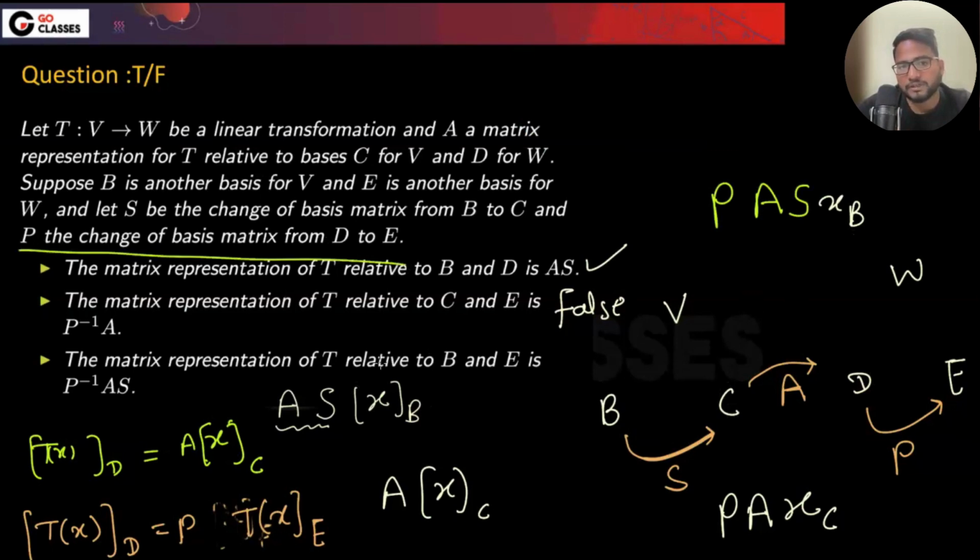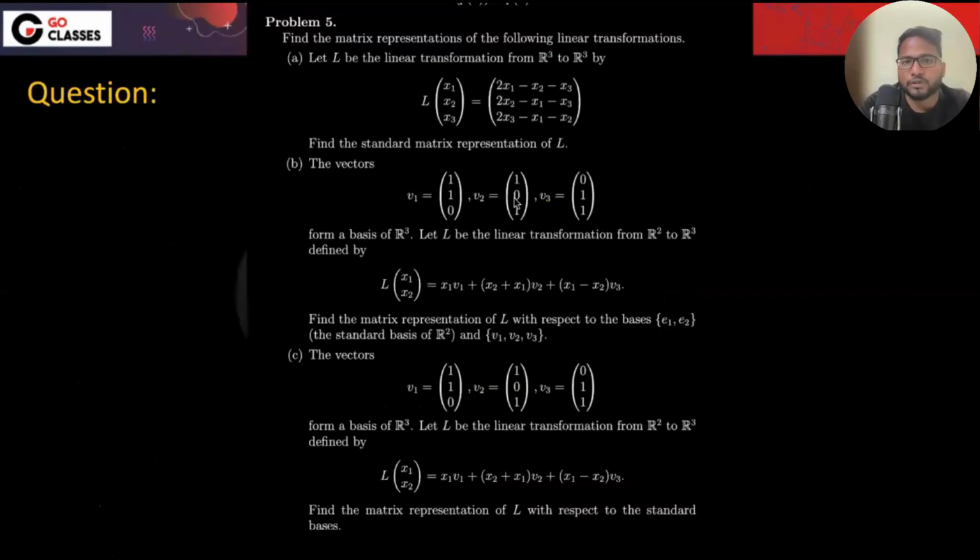Otherwise, if it is D to E, then it seems like it is also false. Okay. It seems like it is also false. So basically, true, false, false. Right? Is this okay to everyone? Okay. Cool. Now, let's just see more questions.